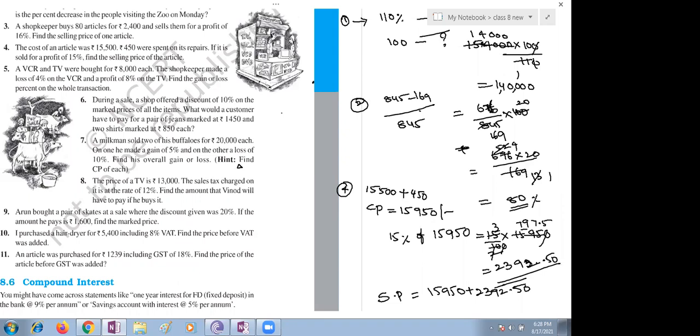Okay, children. A VCR and a TV were bought for rupees 8,000 each. The shopkeeper made a loss of 4% on the VCR and a profit of 8% on the TV. Find gain or loss. Ma'am, there is a 4% gain. Why does it happen? Ma'am, 8% profit and minus 4% loss. Ma'am, the price is the same. That's why we can directly tell that it is 4% profit.